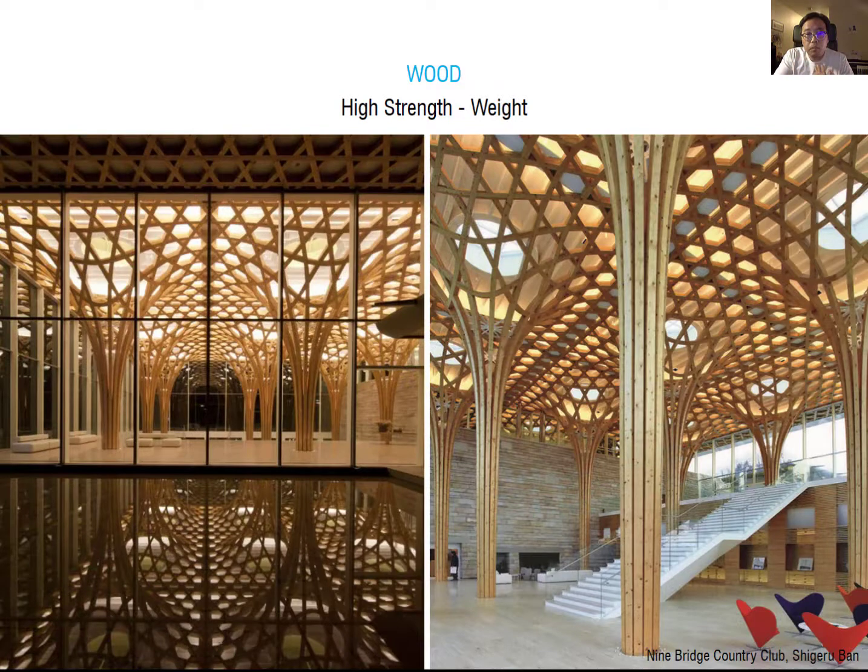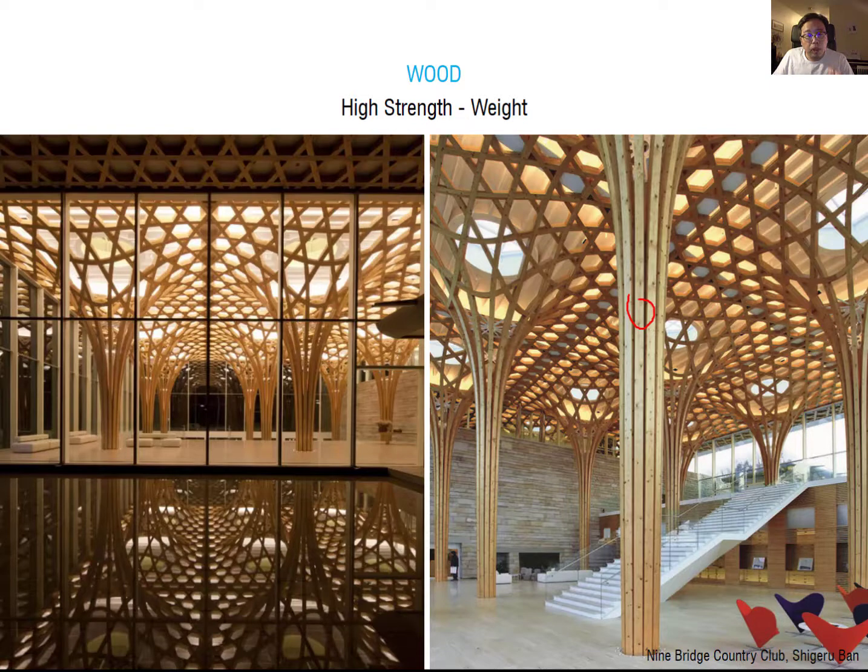So let's talk about the characteristics of timber. Wood has high strength and is a flexible material. It is very good material to support the building structure itself. Interesting about this case study project here, it is the Nine Bridges Country Club building designed by Shigeru Ban. When you see this building, you can see this umbrella structure in timber, this woven structure, the timber structure supporting the ceiling system.